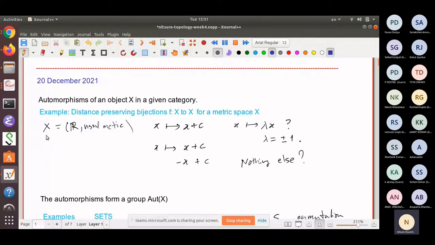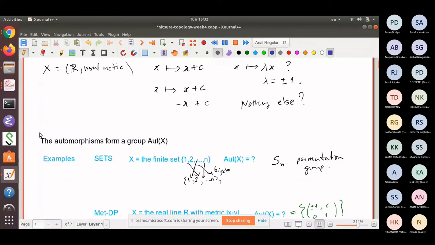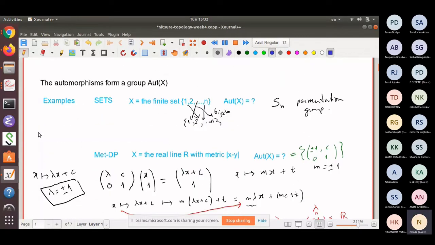The category we took was metric spaces with distance preserving maps, and we took our metric space to be R with the usual metric. We found that the distance preserving bijections from R to itself are translations or flips, multiplication by plus minus 1, or their composites. And we also talked of automorphism groups in various categories.